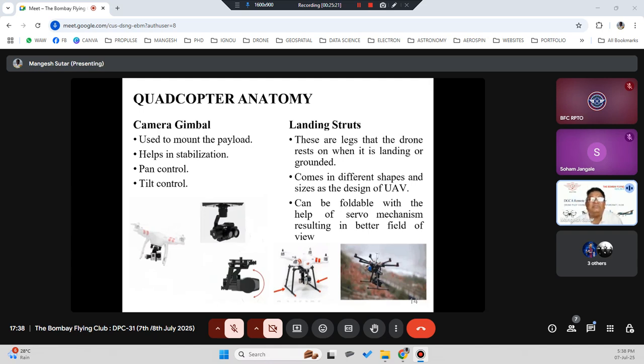Okay, so basically it helps in stabilization. So your videos or your images will not be blurred. It will completely stabilize, even though the drone is flying or moving. It will stabilize, and then by having a gimbal, you have an option.